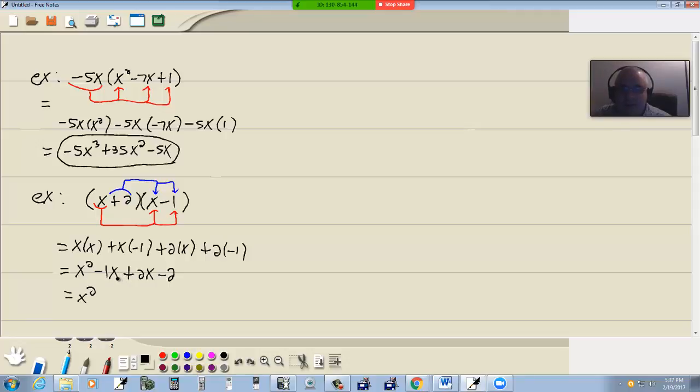Always combine together like terms. Negative 1x plus 2x gives negative 1 plus 2 gives us 1. So 1x or x, and then a minus 2.